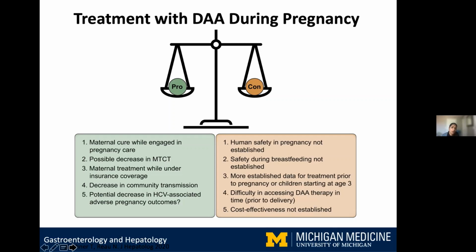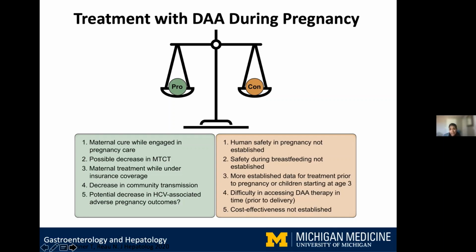And this can then have a broader impact in decrease in community transmission, because again, it's really important to think of women of childbearing age with hepatitis C infection, particularly in pregnancy, as a biomarker for opioid use disorder. And so there may be other community transmission risks in that context. And there's a potential decrease in Hep C associated adverse pregnancy outcome. And there's a question mark there, and I'm going to go through some data.